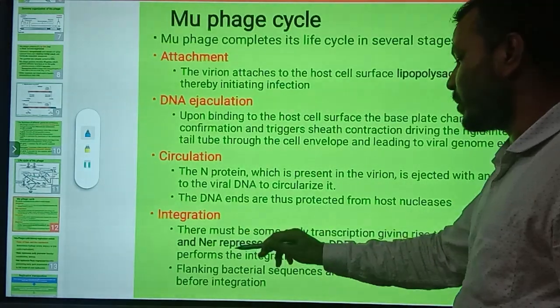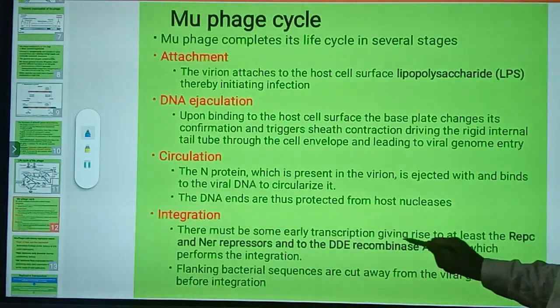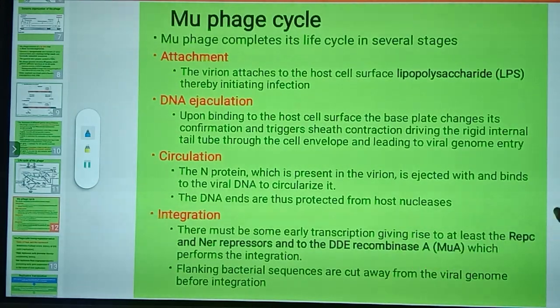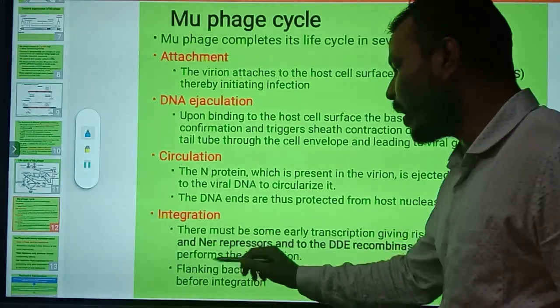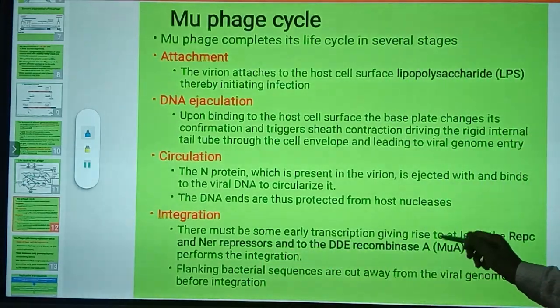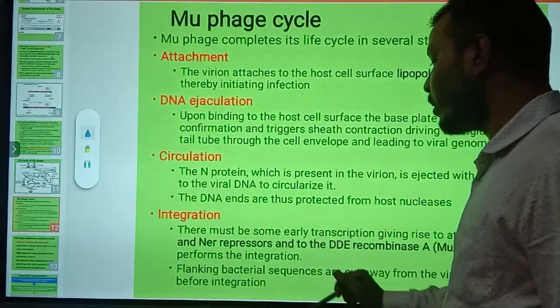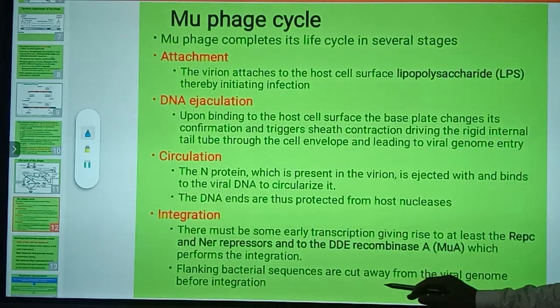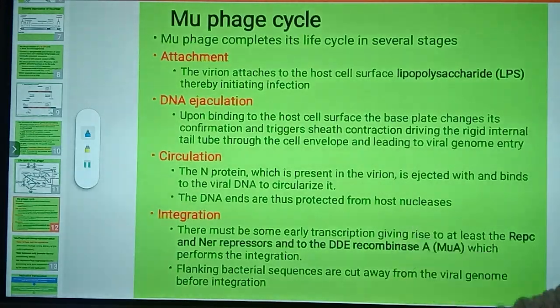Then there is integration. There must be some early transcription giving rise to the repressors, RepC and Ner. These are the repressors. And there is the DDE recombinase, MuA, which performs the integration. The flanking bacterial sequences are cut away from the viral genome before integration.